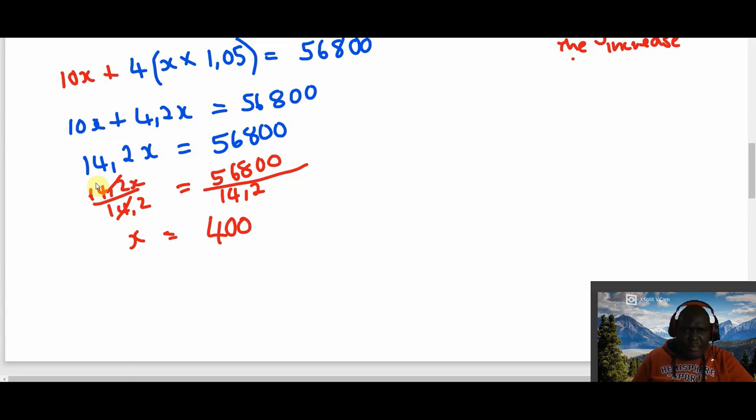So this is the monthly payment that was made before the increase was factored in. So this is how much they were paying every month before rent was increased by 5%.